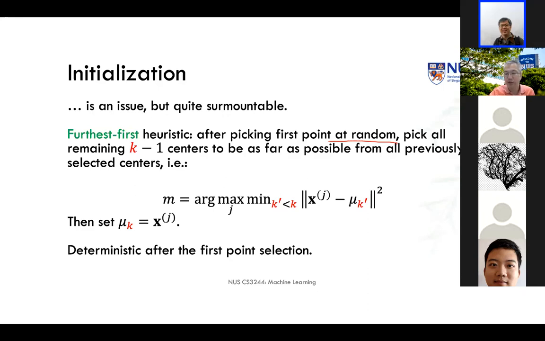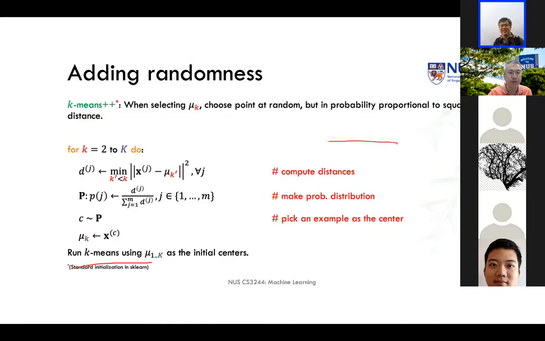So this is good. It spreads out all the points to be as far away from each other. But one problem is that it is still deterministic after the first point selection, meaning that after you pick the first point, there's no randomization being involved here. So what we might want to do is make it a little bit more stochastic. There's an algorithm that you actually have access to right away through sklearn. When you use k-means in sklearn, this is actually what it does. It uses this k-means plus plus algorithm.